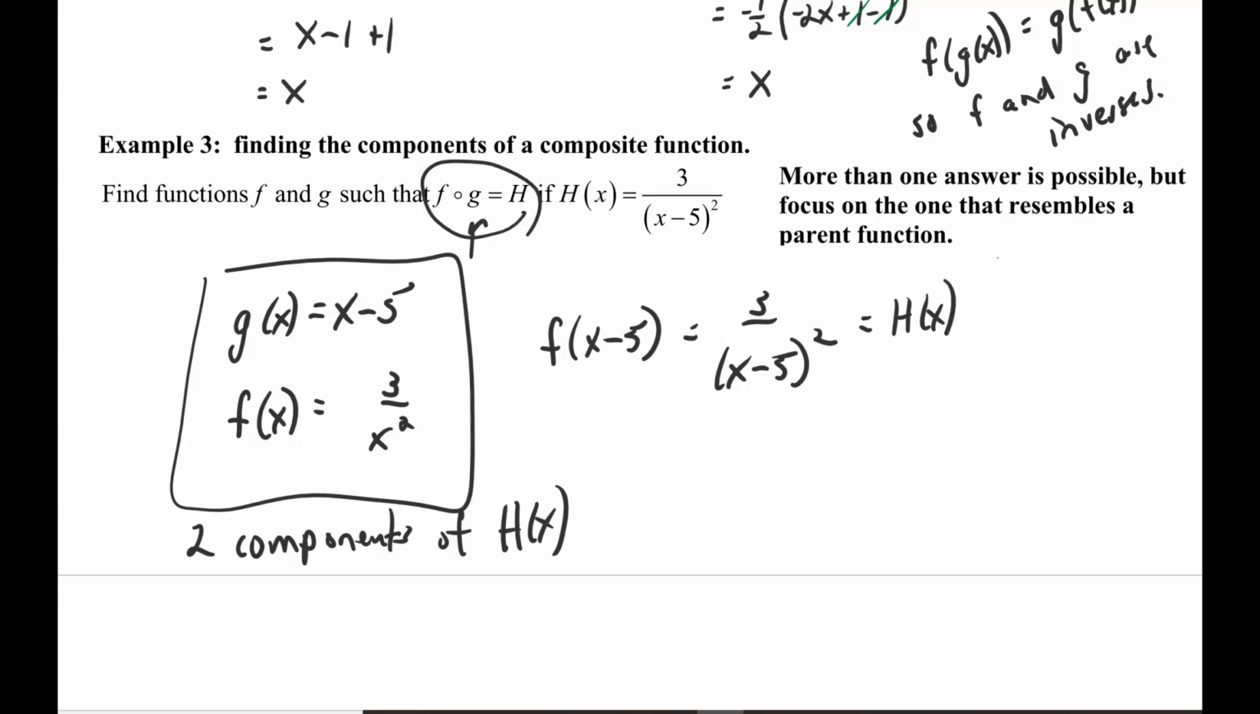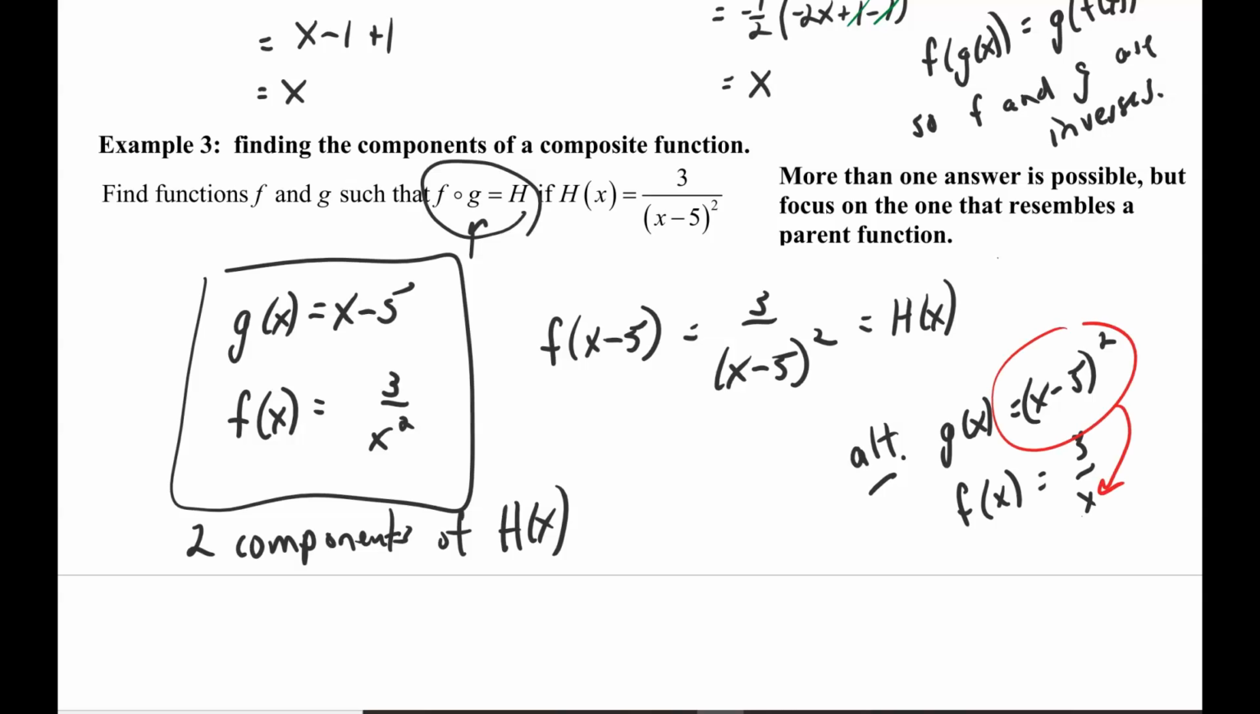Okay. Another way you could have done it, you could have made the inner function x minus 5 squared, and the outer function would be 3 over x, just in case anybody came up with that. So here we'll put an alternative: the inner function, which is g, could have been x minus 5 squared. In that case, the outer function f would be 3 over x. Now, if you compose these two, this is an alternative. If you compose these two, you're going to get 3 over, because the inner function goes here. So this whole thing would come down here, and you would have the same thing, 3 over x minus 5 squared.